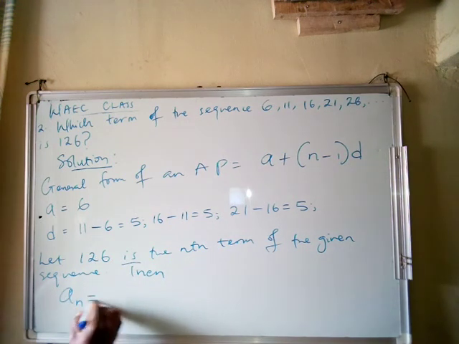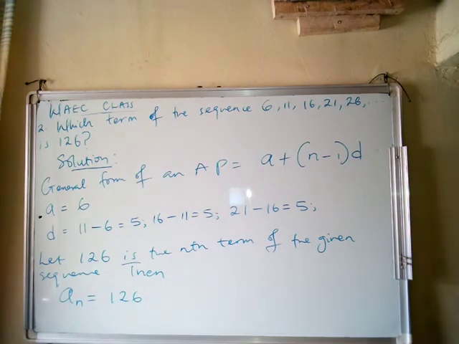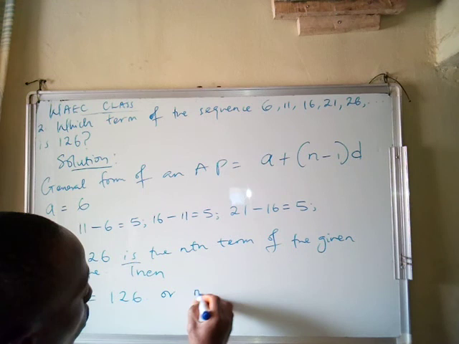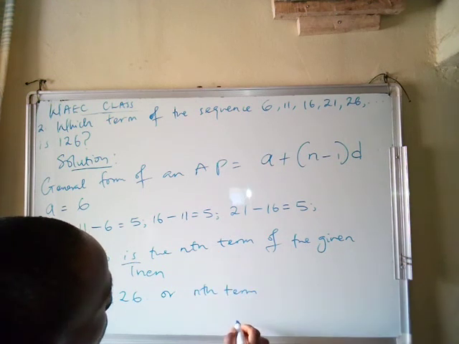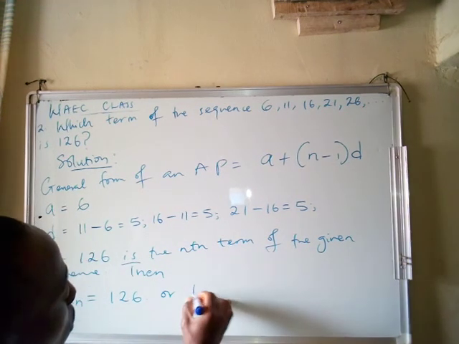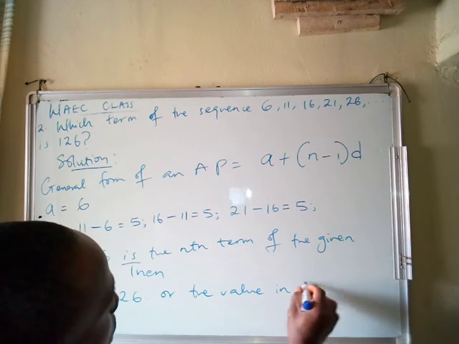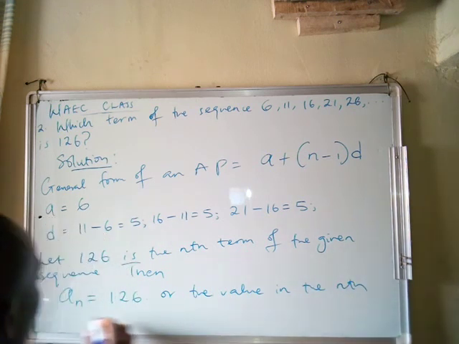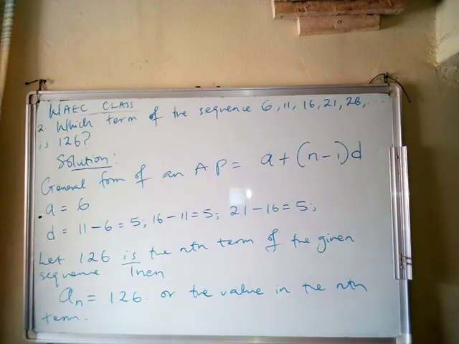It is now that AN is 126, right? AN is 126. So that AN actually stands for the arithmetic progression, like the result of the nth term. So the nth term actually is 126, right? So don't be confused, the nth term, or you say the value in the nth term. So the value in the nth term is 126.